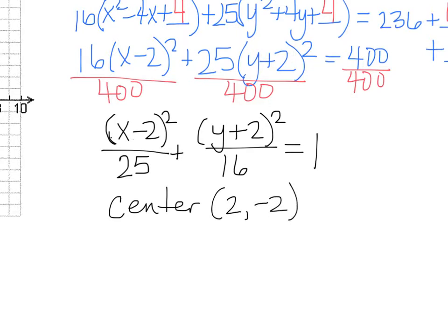My horizontal stretch factor. This fraction is everything on the x's. Shifting for the center, my horizontal stretch. So my horizontal stretch is 5. This is everything on the y's. My vertical shifting for the center and my vertical stretch factor. So my vertical stretch is 4, telling me that this is a horizontal ellipse because the stretch factor is bigger horizontally. Let's start the graph.